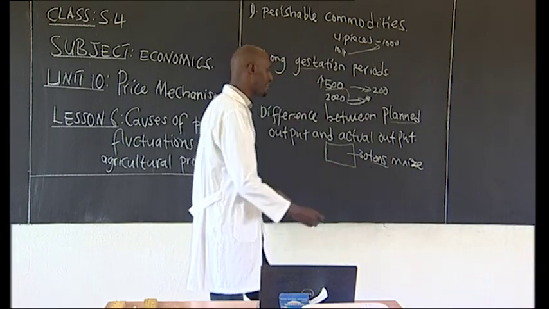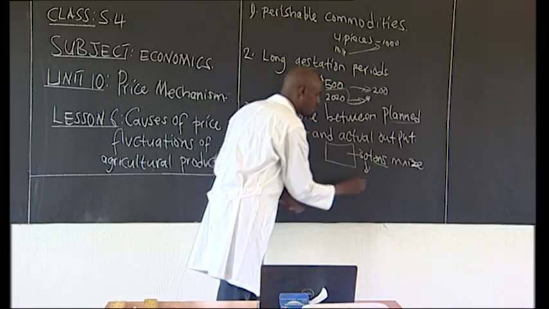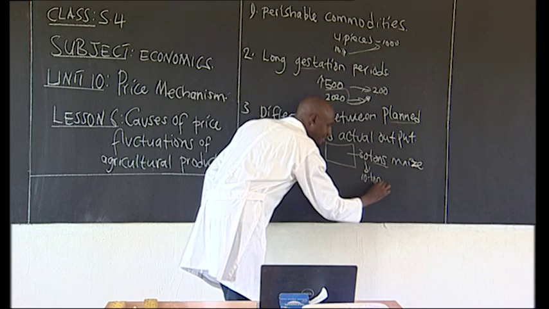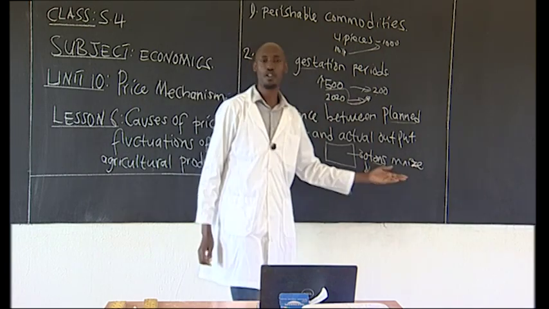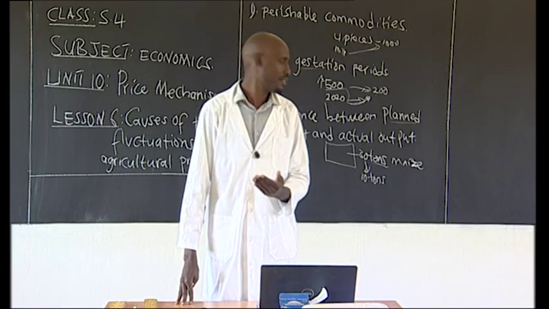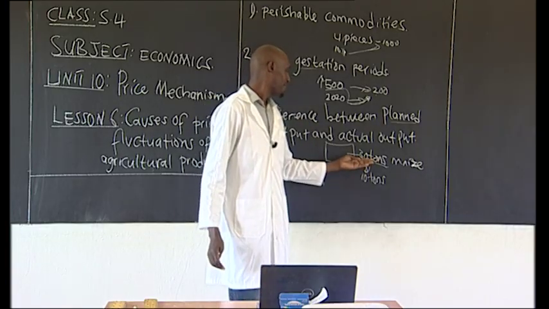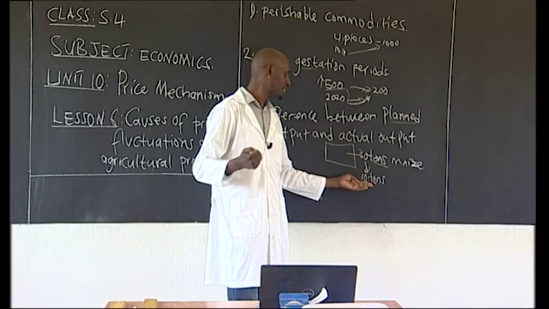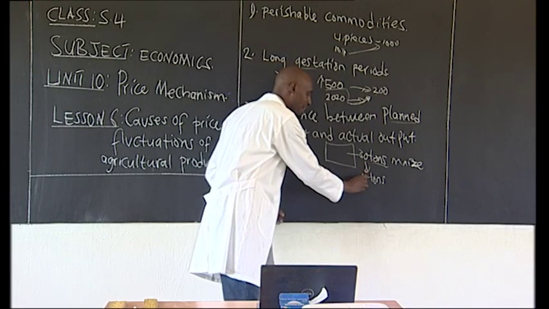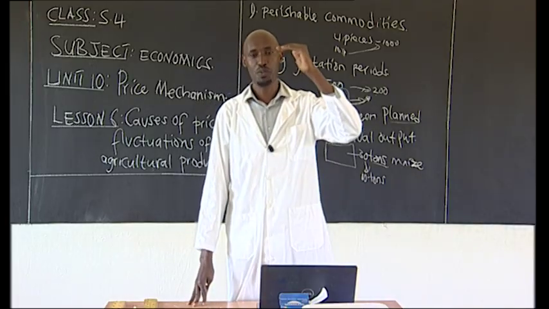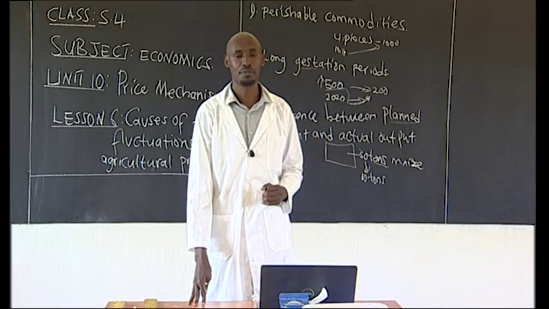Then at the end of the day, instead of getting 30 tons, I get 10 tons of what? Of maize. So the problem remains. I expected this to bring on the market, but I have got this, which means supply is low. As supply is low, prices will move up.